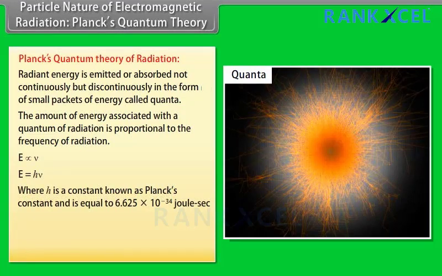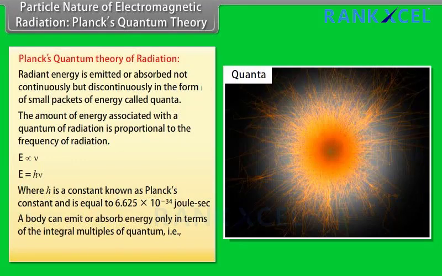a constant known as Planck's constant and is equal to 6.625 × 10^-34 joule second. A body can emit or absorb energy only in terms of integral multiples of the quantum, that is, E = nhν, where n = 1, 2, 3, 4, etc.